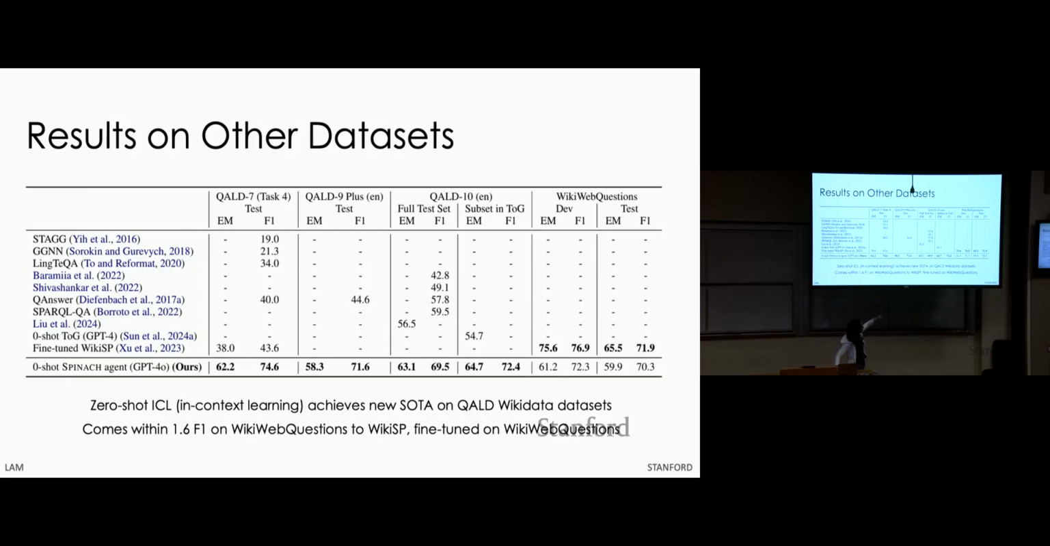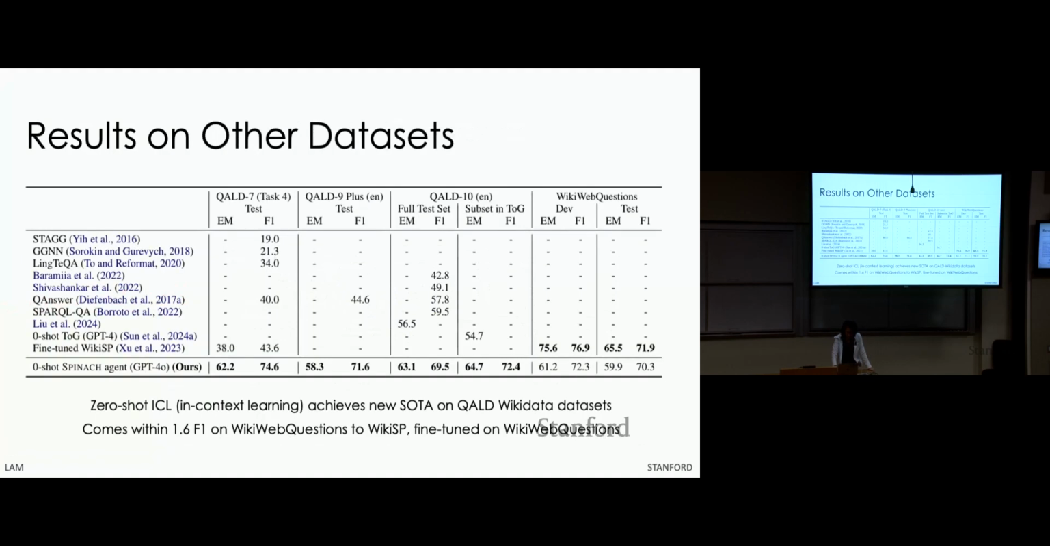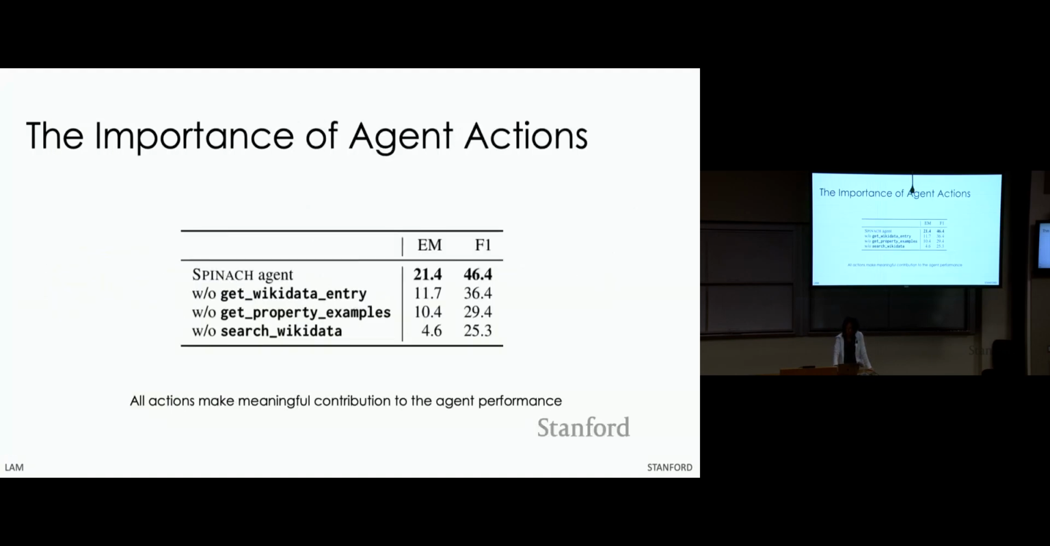Our F1 is kind of close, even though we are just off by a tiny little bit, even if you look at the Wiki web questions and comparing it with a fine-tuned result. So we know that this is a very good technique compared to everything else. But we are still at 45%. So what do we do?